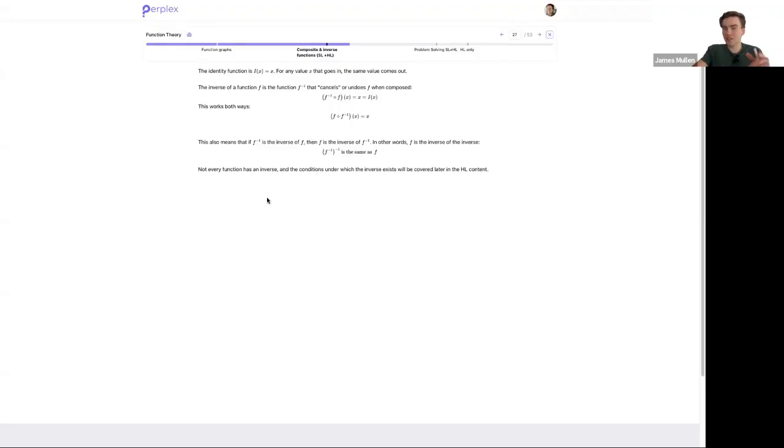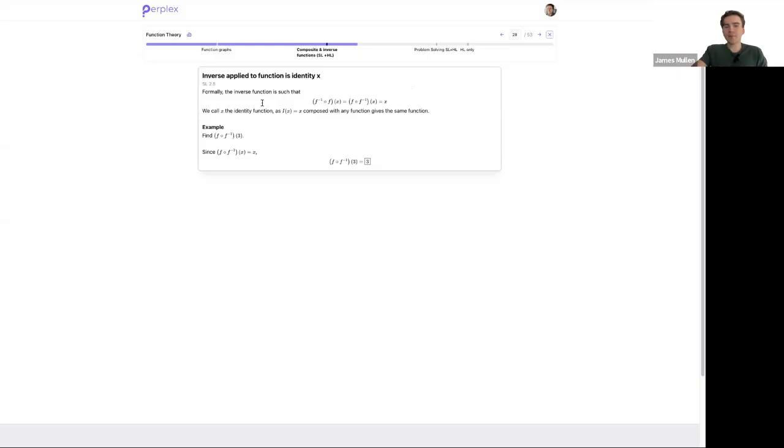Now, not every function is going to have an inverse. At the standard level, when you're talking about inverse functions, you can always assume that the function is actually invertible. The question will be designed in that way. We'll talk later at the higher level about the conditions under which a function is invertible and how we can find that condition and possibly restrict the domain.